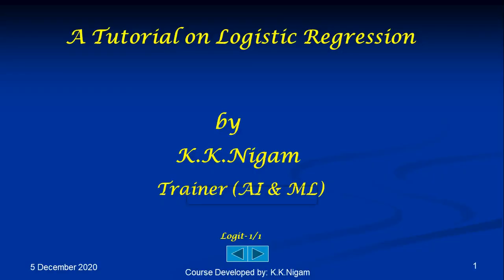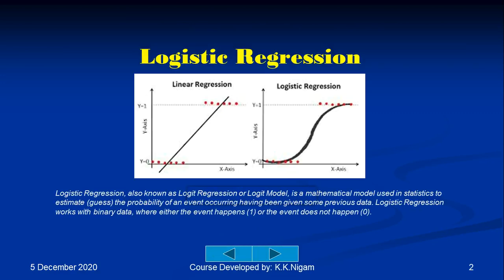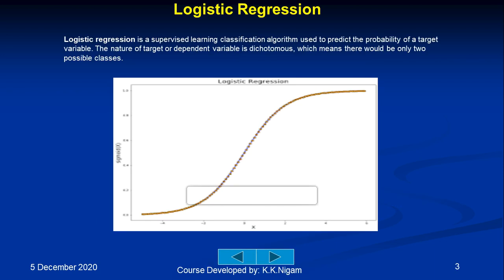So let's start with logistic regression. Now, logistic regression is also known as the logistic model. It is a mathematical model used in statistics to estimate the probability of an event occurring, given some previous data. Logistic regression works with binary data, where either the event happens or the event does not happen. Now, logistic regression is a supervised learning classification algorithm used to predict the probability of a target variable.